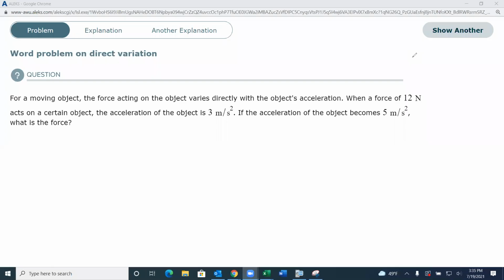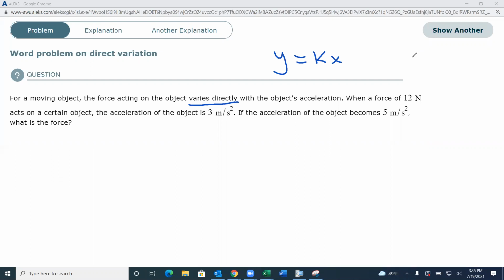Now we'll do the same thing, except this time there's a story to go with it. Hey, who doesn't like a good story? For a moving object, like maybe a hot dog being thrown through the air, the force acting on the object varies directly, oh, there's my key words right there, with the object's acceleration. So we know we're thinking the pattern y equals kx, because I see varies directly rather than varies in some other way.